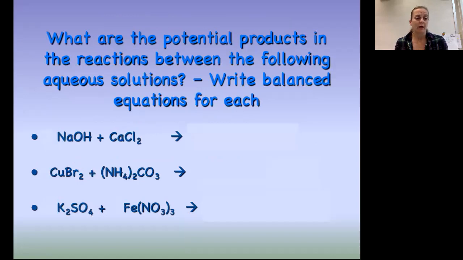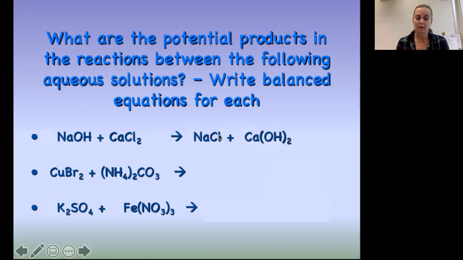So we have three different reactions here, and we're going to practice figuring out what the potential products are going to be. So just remember that the cation is going to switch anionic partners with the other cation. So in this case, our sodium is going to take our calcium's partner, and our calcium is going to take our sodium's partner. Now remember, we always need to write neutral compounds. So the first thing we're going to do is write that this is going to be sodium chloride. Notice I did not keep that little subscript 2 because sodium's a +1, chloride's a -1. So I don't need any subscripts. That product is neutral.